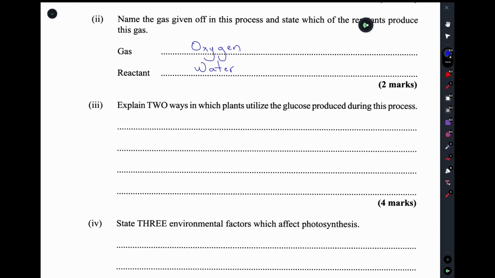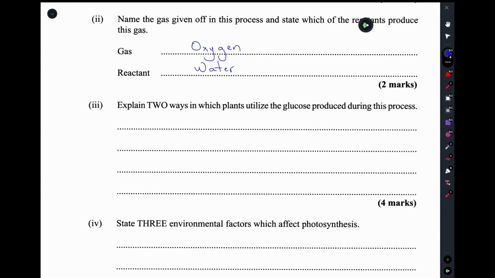So the gas produced is oxygen, and it is formed from the water molecule. For part 3 of the question, what we want is explain two ways in which plants utilize the glucose produced in this process. So there are a lot of possible answers to this, but we want to keep our answers limited to what is expected and what is common.